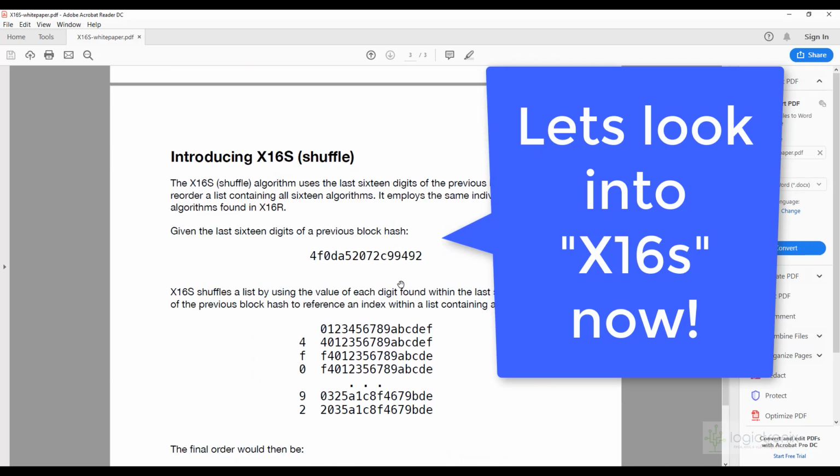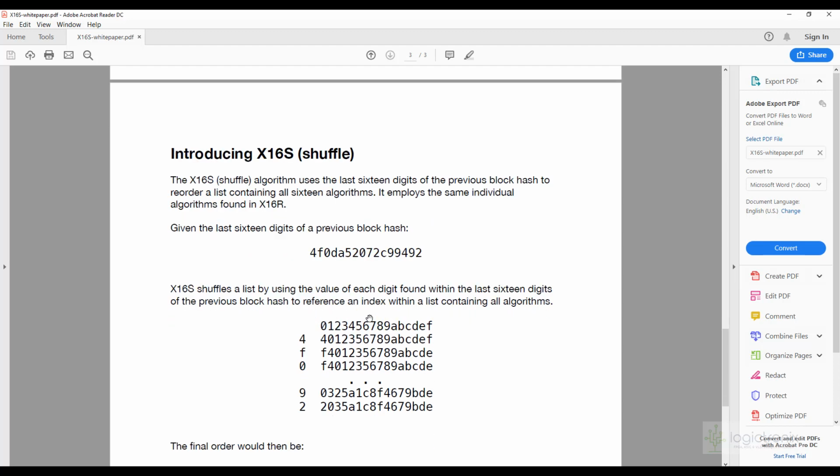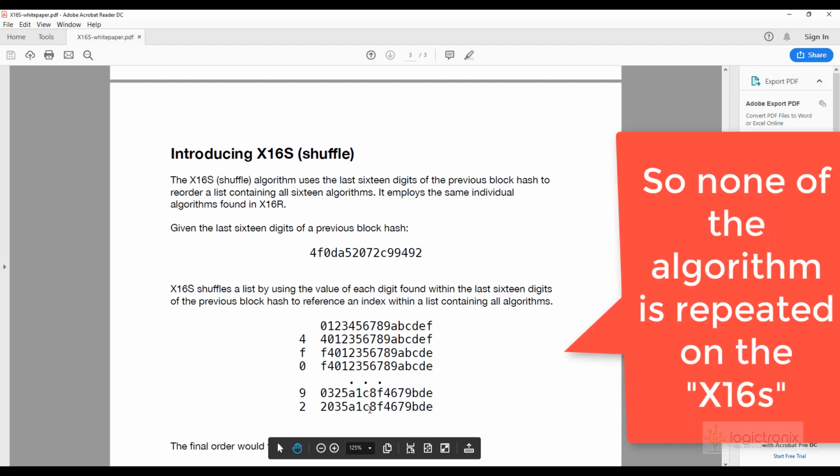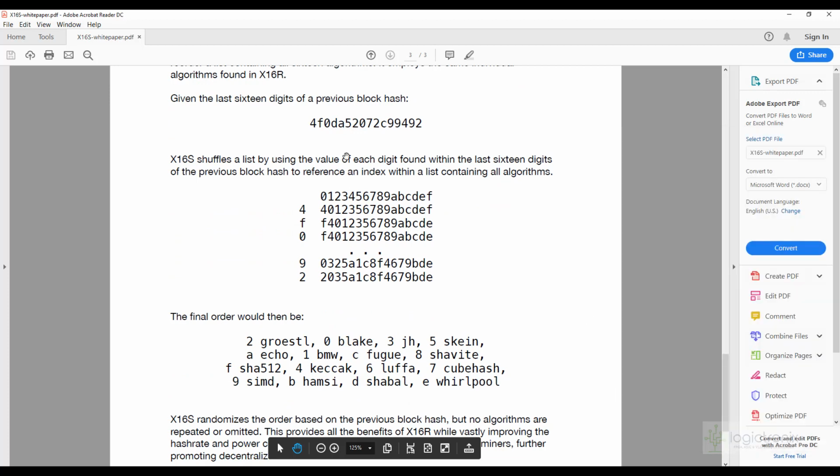that what we do here is we take the last 16 digits of the previous block's hash as before, and we shuffle it quite a bit, and after shuffling we get this value. For this input we get this value, and in this value none of the algorithms is repeated, and every algorithm is included. So none of the algorithms is repeated here, and all of them are included. So how do we get this value from this?